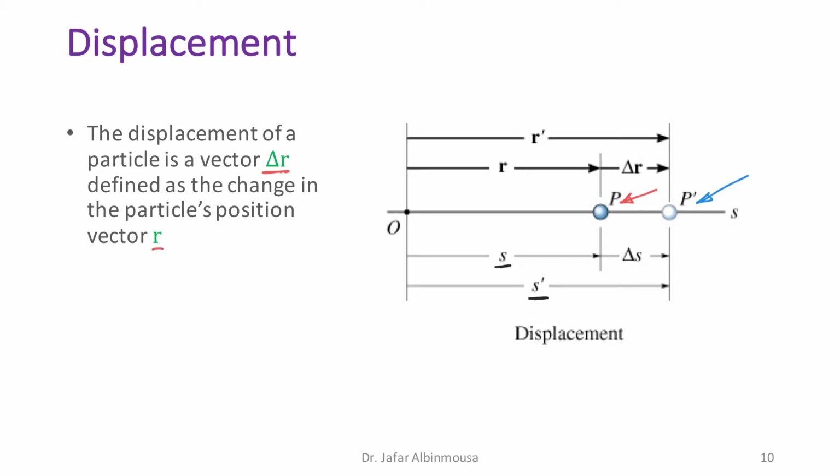So the change in the position is delta S. Similarly, the position vector at P is R, and then the position vector at P prime is R prime, and the change in the position vector is delta R. Now, of course, delta R is a vector, and it will have a direction. So, for example, we can say that the right-hand side is positive, while the left-hand side is negative.